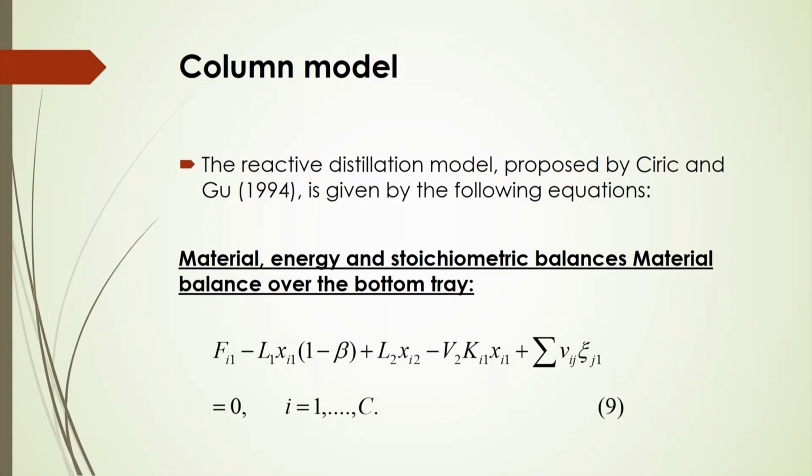And how that column model is developed: as per Sirik and Gu, they have given the following equations from the material, energy and stoichiometric balances, that is the material balance over the bottom tray. They have given F_i1 minus L1 x_i1 over (1 minus beta) plus L2 x_i2 minus V2 K_i1 x_i1 plus the summation of V_ij, j equals 1, equal to 0, where i equals 1 to c.